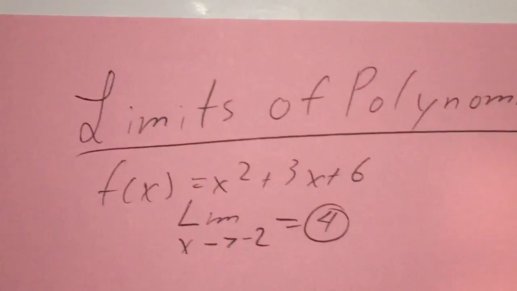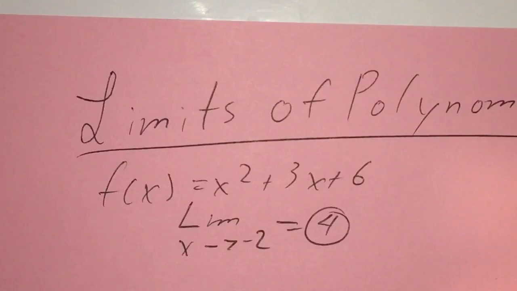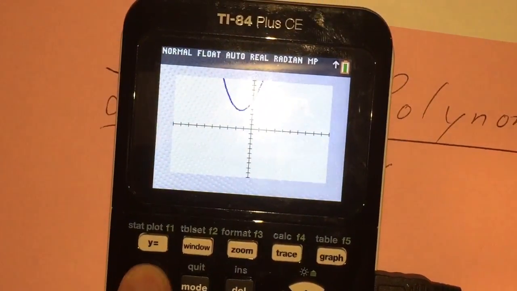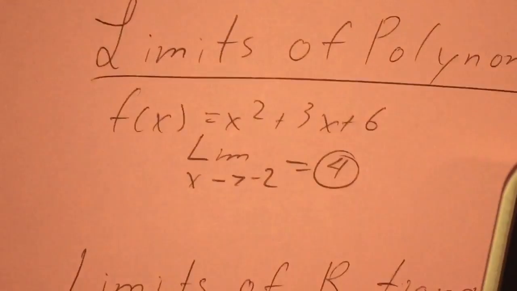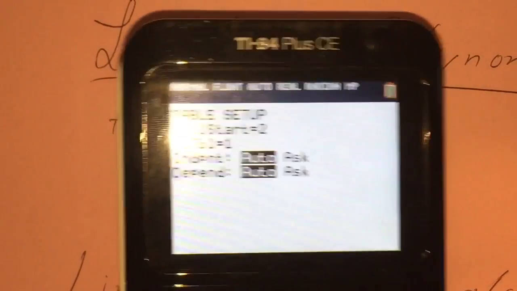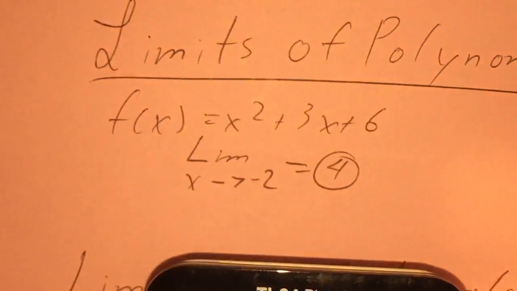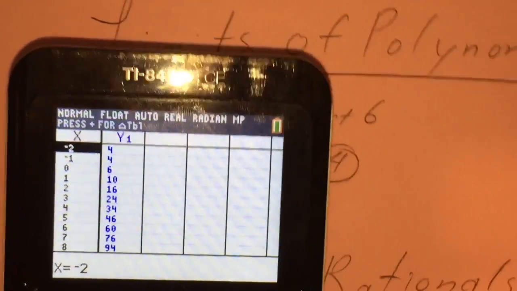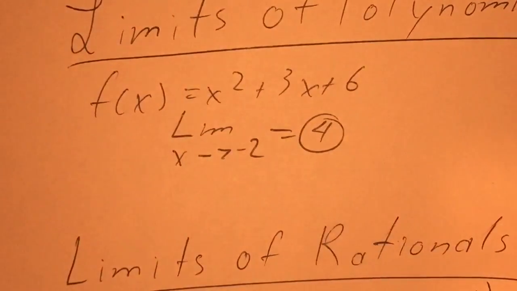Alright, a couple more things you can do with the limits of functions is you can find the limit of a polynomial, which is f of x equals x squared plus 3x plus 6. And when you type that in the calculator and graph it, it looks a bit like that. And you hit second window, and we're going to find it at -2 instead of 2. So you're going to type in -2. Then we're going to go second graph, and at -2, it's 4.